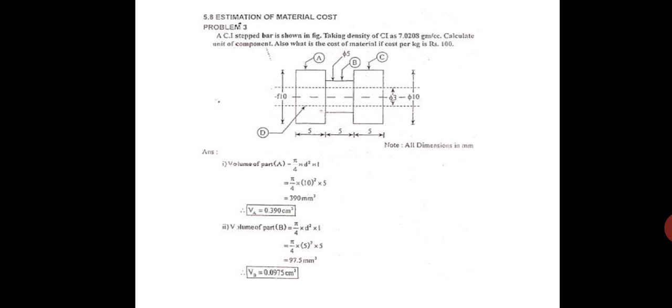So you can see this component. For ease of calculation, what is done? It is broken down into part A, part B, part C, and part D. Part D is the hollow part in the center, and part A and part C are the stepped parts. So we will first find out the volumes of part A, part B, part C, and part D. You have to add the volumes of part A plus part B plus part C, and then from this you have to subtract part D because it is a hollow part.